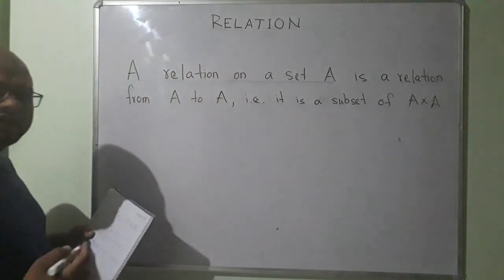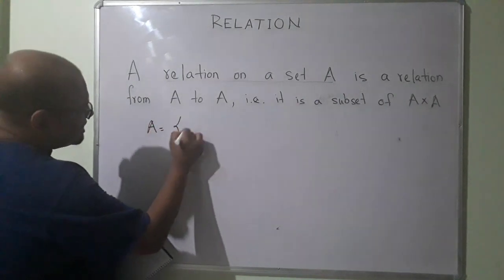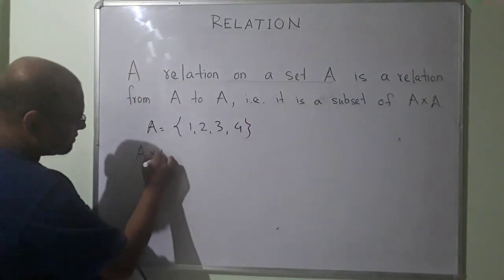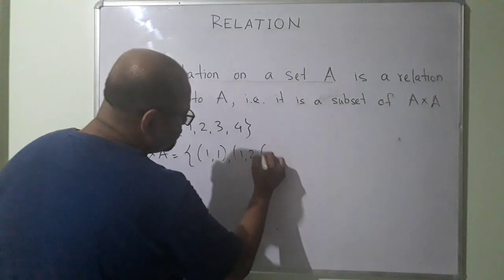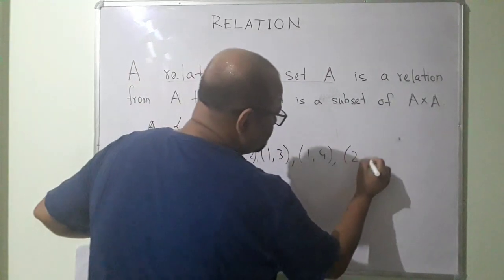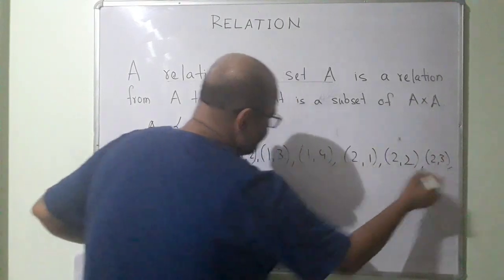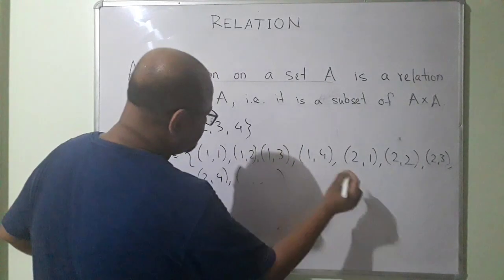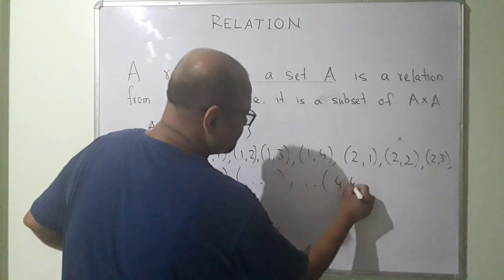So let me explain this with an example. Let us say I have this set A and it consists of 1, 2, 3, 4. So what will A cross A contain? A cross A will contain 1, 1, 1, 2, 1, 3, 1, 4, then 2, 1, 2, 2, 2, 3, 2, 4, and so on. 3, 1, 3, 2, 3, 3, 3, 4, 4, 1, 4, 2, 4, 3, and 4, 4.